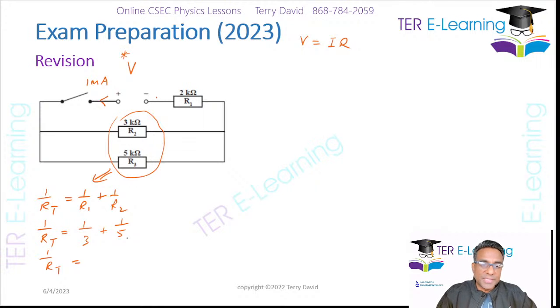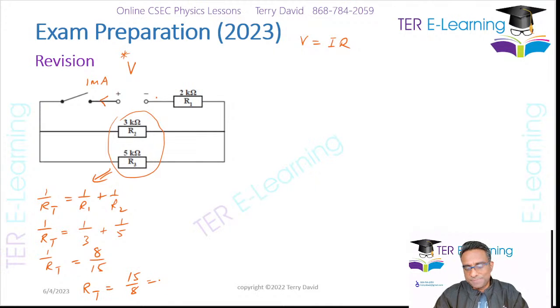That's 8 over 15. Now this is the first mistake that students make. They leave their answer as 8 over 15, but that's not the answer. RT is going to be 15 over 8. You have to invert it. And you're going to get 1.875, and that's going to be kilo ohms. I didn't convert anything to ohms, I worked in kilo ohms, so I can just write kilo ohms now. So that's the combined resistance for those two resistors in parallel.